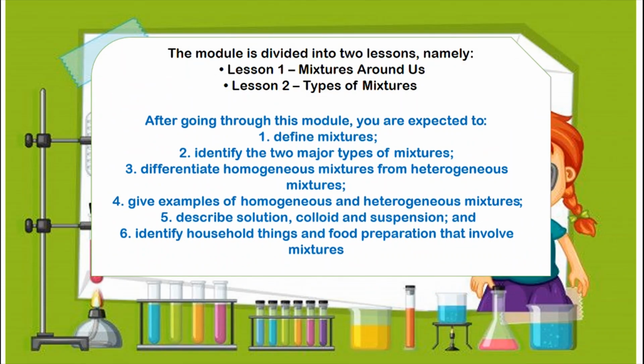Okay, the competency. After going through this module, you are expected to: number 1, define mixtures. Number 2, identify the two major types of mixtures. Number 3, differentiate homogeneous mixture from heterogeneous mixture. Number 4, give examples of homogeneous and heterogeneous mixtures. Number 5, describe solution, colloid, and suspension. And number 6, identify household things and food preparation that involve mixtures.